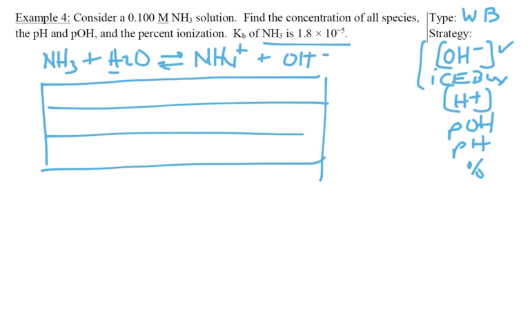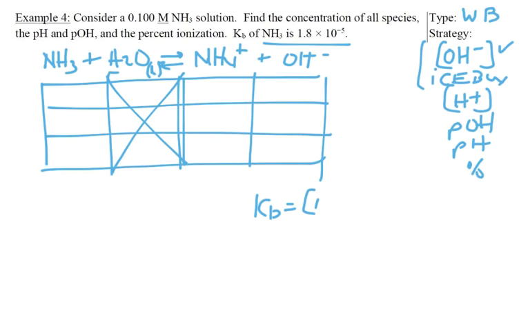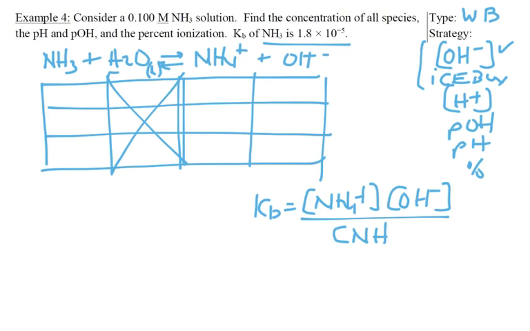And this ICE table is going to look very similar to ones before, except we have water in here. And it turns out that water is a liquid, so it does not show up as part of our expression. So we're going to say our Kb is the concentration of ammonium times the concentration of hydroxide over the concentration of ammonia, and we don't include the water because it's a liquid, and the value we're given here is 1.8 times 10 to the minus 5.